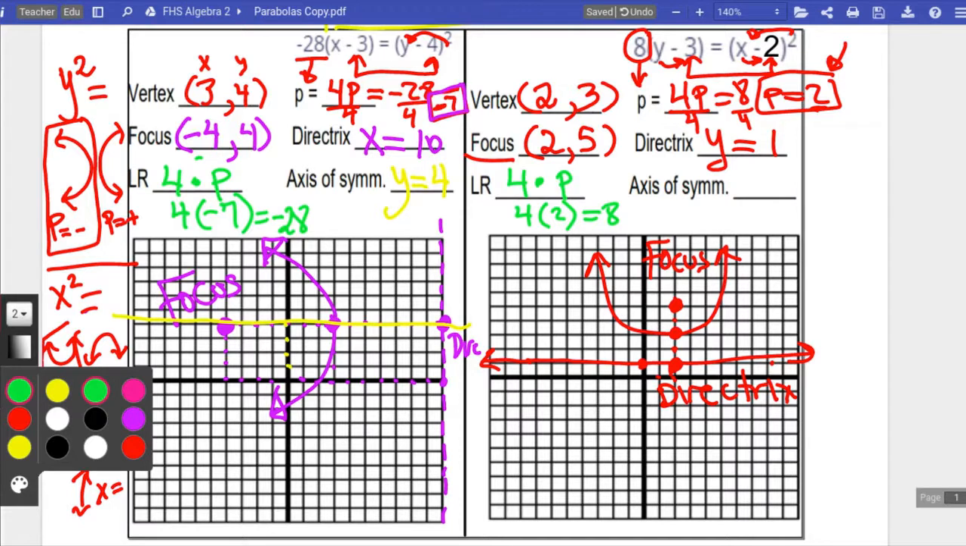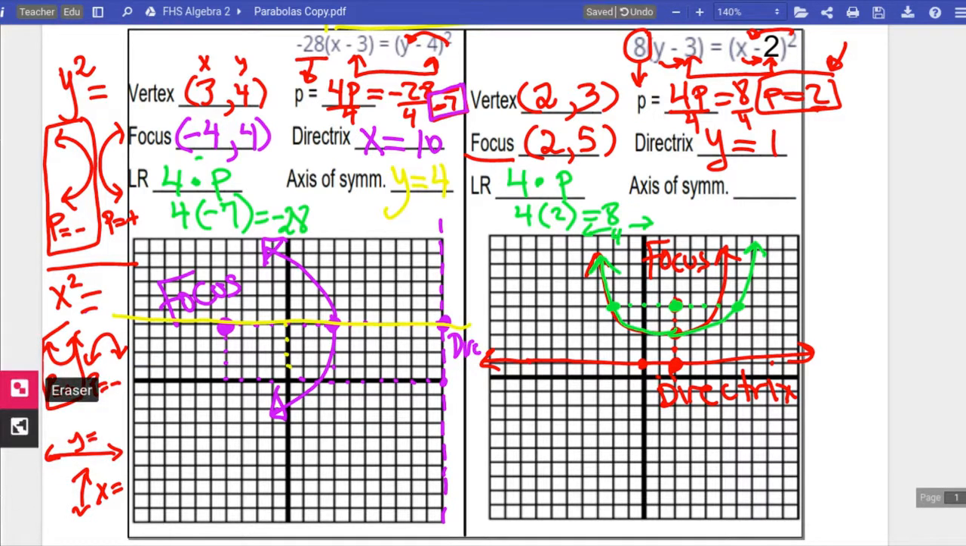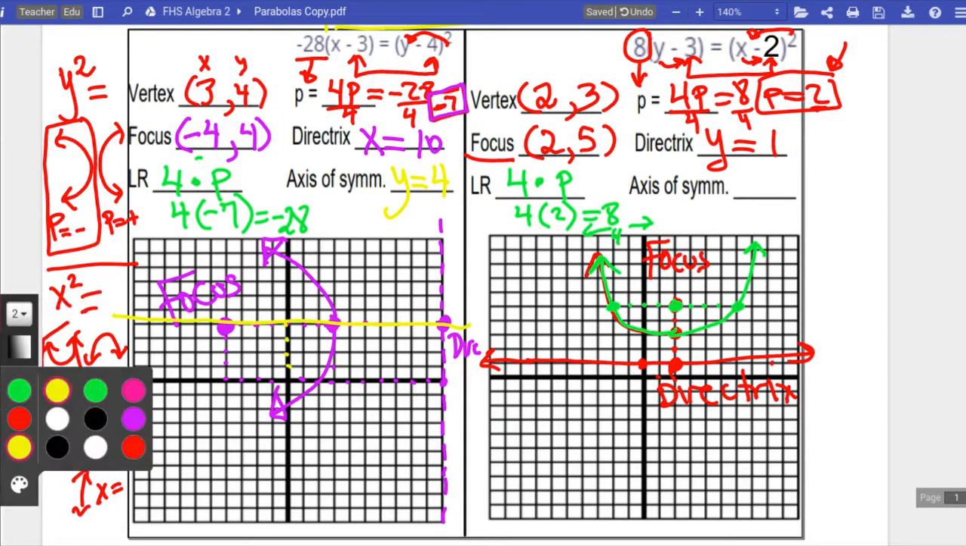That means I'm going to go left 4 and right 4 from the focus. 1, 2, 3, 4. Boom. 1, 2, 3, 4. Boom. So really my graph should have been like this. It only emphasizes how your graph should have looked. That's all it's doing. Nothing much. The graph should have looked like that. That's what the LR does. It just makes your graph perfectly aligned, like a perfect graph.